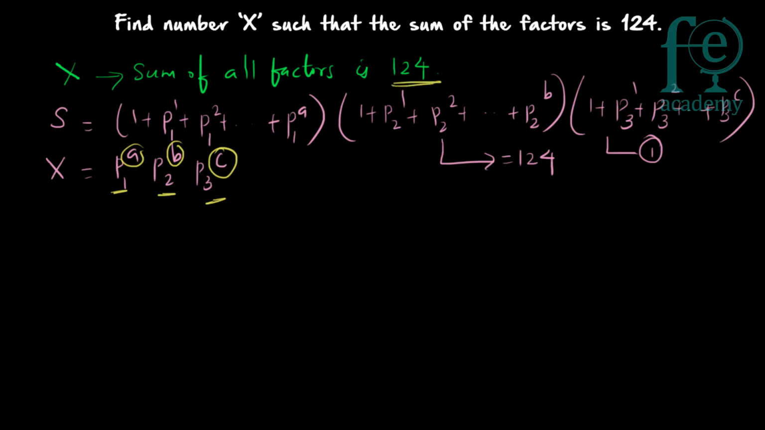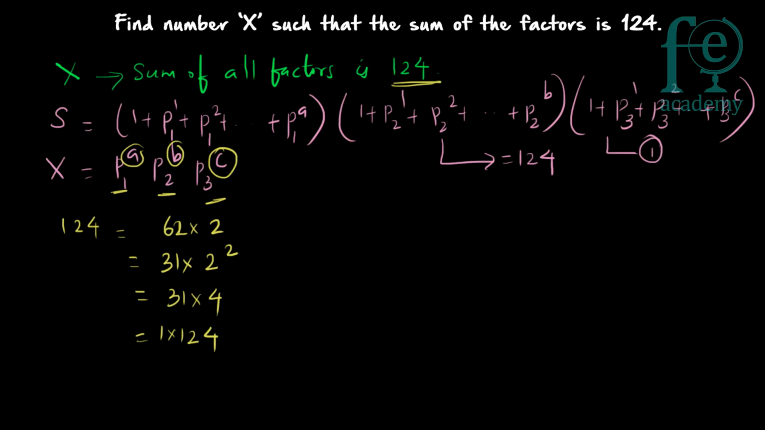So now, 124, how can you factorize it? 124 is equal to 62 into 2, which is equal to 31 into 2 square. So 31 into 4. 31 into 2 square is one way of writing 124. Or you can say it is 31 into 4, or 1 into 124. So these are the different ways in which 124 can be factorized.